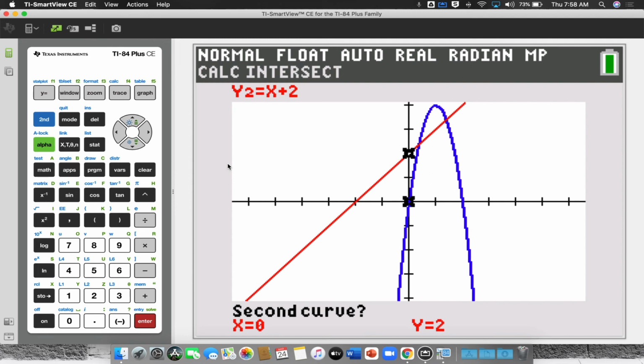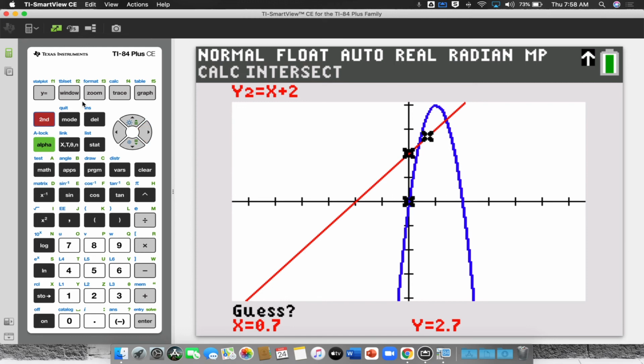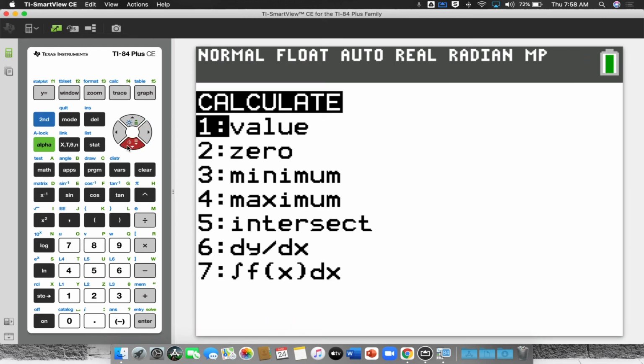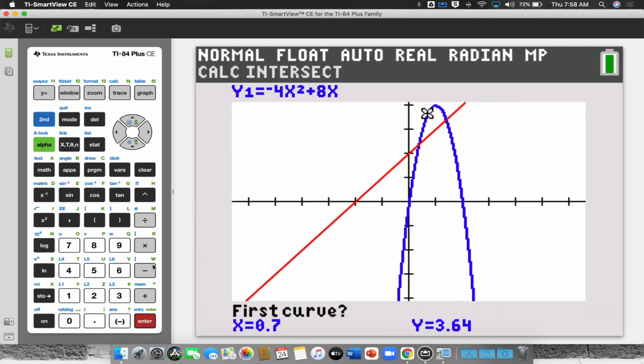Okay? So it'll ask you, where's the second curve? Doesn't matter which one's first and which one's second. Well, that's one of them. Wait, what the heck happened? Let me try this again. First curve, there we go. First curve is the blue. Second curve is the red. Order doesn't matter. Okay. And then it says guess. Where do you think it could cross? So we're going to put the cursor over where the closest we can come to. Hit enter.